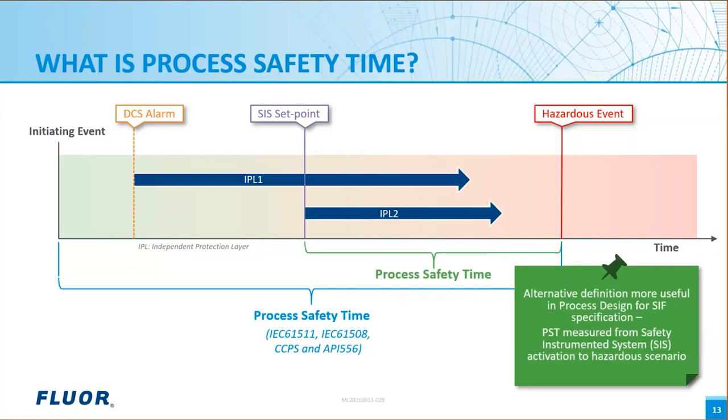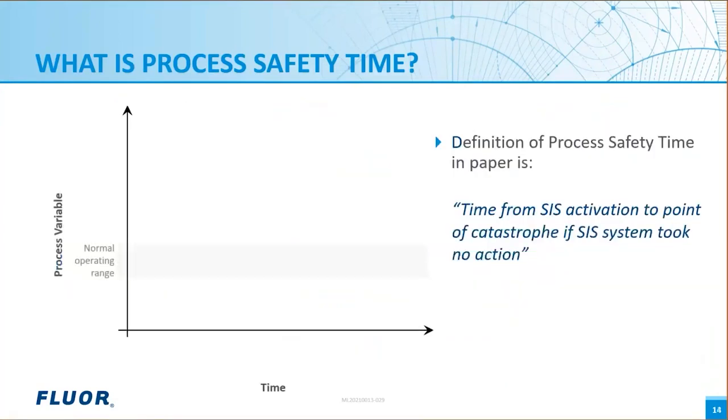And if there are safeguards that occur before that activation, well, they're not really useful for our safety system and its design. So we can see this one more method graphically. So if we think about our process variable, we have a process variable on the y-axis, for example, pressure, and time on the horizontal axis.